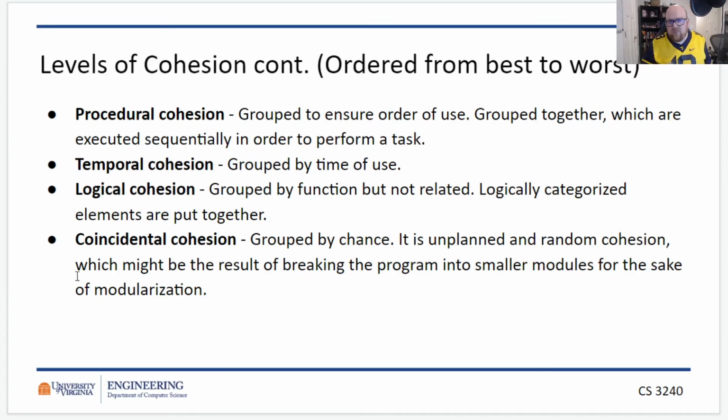Procedural is when we group together different modules to ensure order of use. Now, I want to be clear about the difference between this and sequential. Sequential is specifically this: thumb calls index, calls middle, calls ring, calls pinky. It's actually a call sequence.